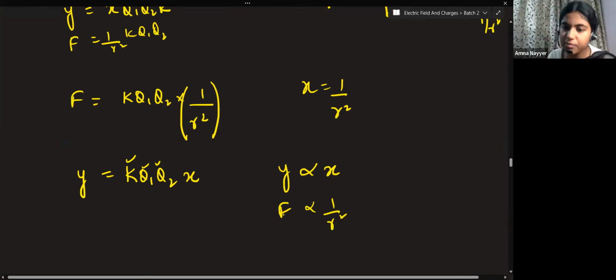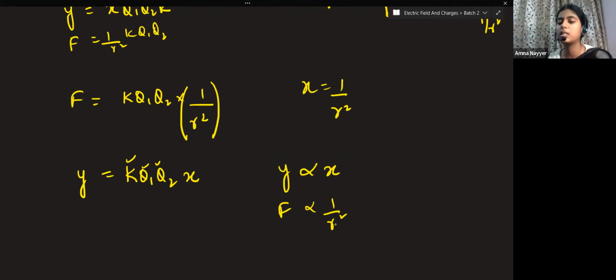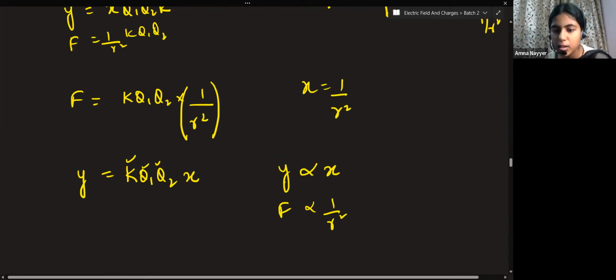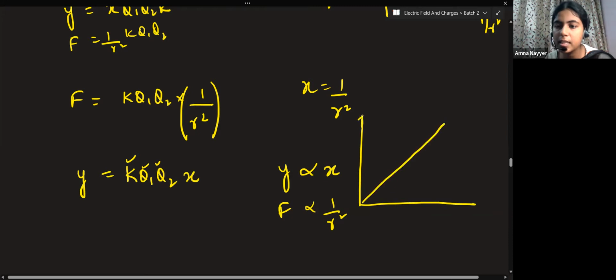If it is directly proportional to 1 by R square, then only we say force is inversely proportional to R square. So this is a direct relationship case, a linear graph. Had I taken R, then it would have been a hyperbola because it is inversely proportional to R square. Now it says 1 by R square. This is the condition, so it is a linear graph. Is this clear, Fatima? Yes, teacher.